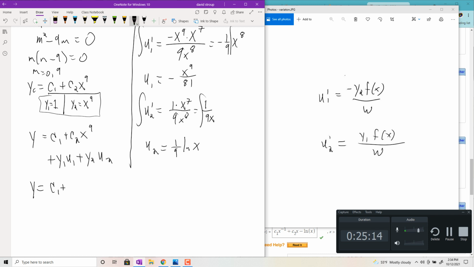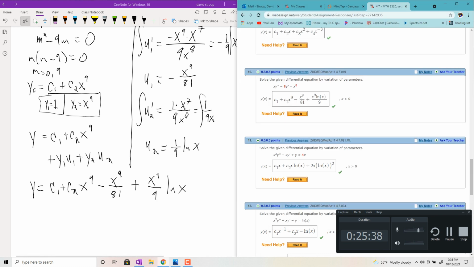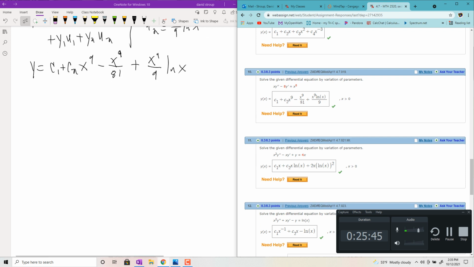So I have c1 plus c2 x to the 9th, plus y1 times u1, which is just going to be negative x to the 9th over 81. And then plus y2 u2, so x to the 9th all over 9 times ln of x. Let's make sure that's right. Yeah, that's right. Okay, let me do one more to redeem myself.